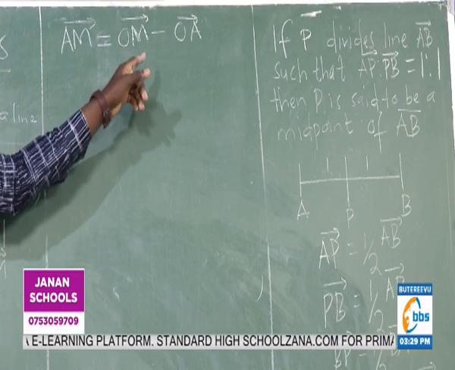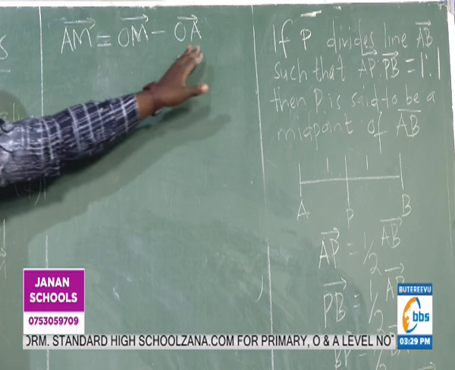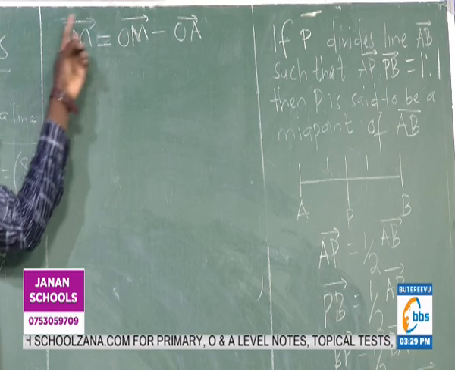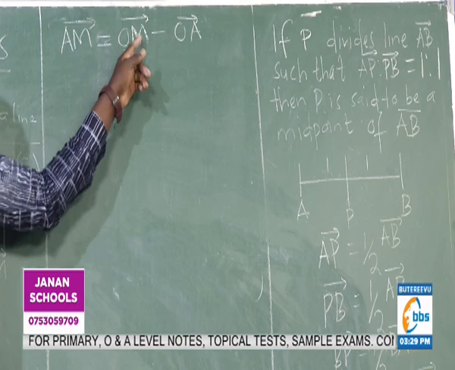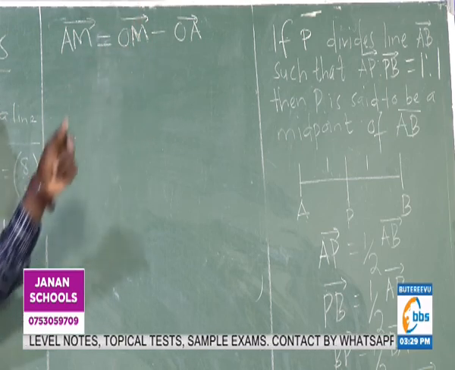We don't have OM, so it means that this method will not help us. Why? OA I do have, yes. OM I don't have, and I'm looking for AM. So these two I don't have, so there's no way I'm going to use this method. It would be okay if I had OM, but we don't have OM. So it means that I cannot use this.